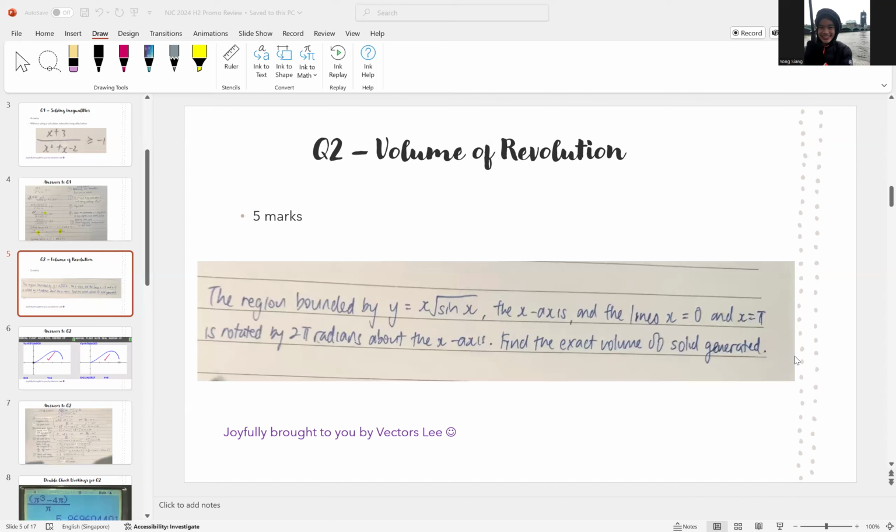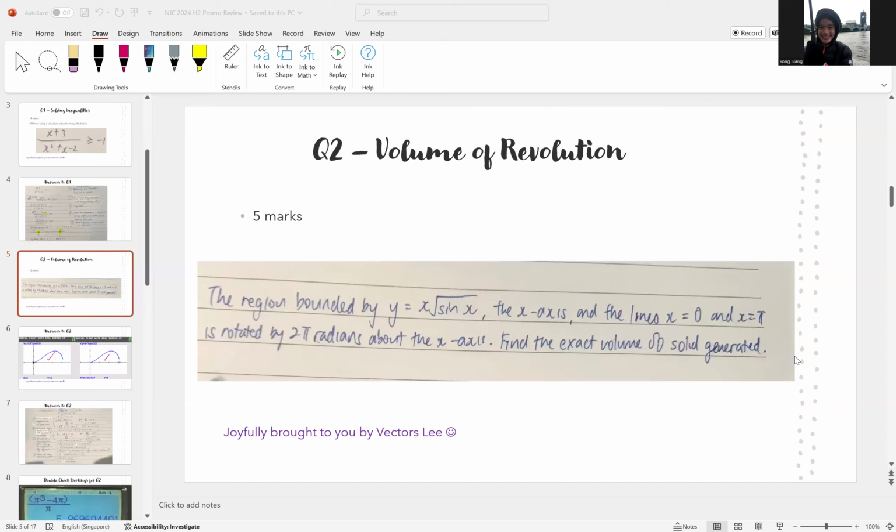So, based on hardcore content, you should be using the formula pi integrate y squared with respect to x, where y is the function. Now, y is the function x root sine x. So, it's supposed to integrate (x root sine x) whole thing squared with respect to x. And as you can see, the upper limit is going to be x equals to pi, while the lower limit is going to be x equals to 0.